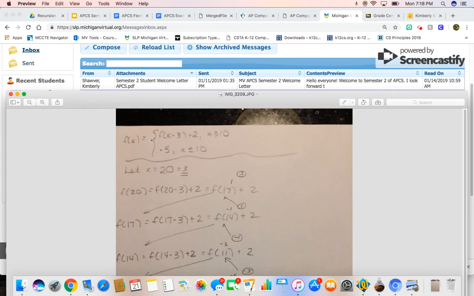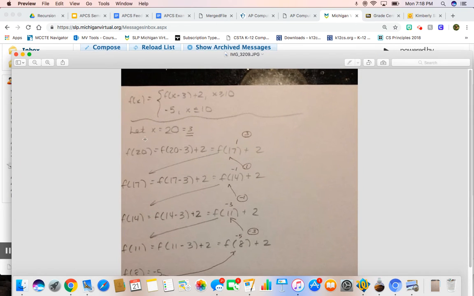So again, a piecewise function is made up of a recursive case and a base case. And then for a given value of x, these two parts of the definition of the piecewise function work together to generate an answer.